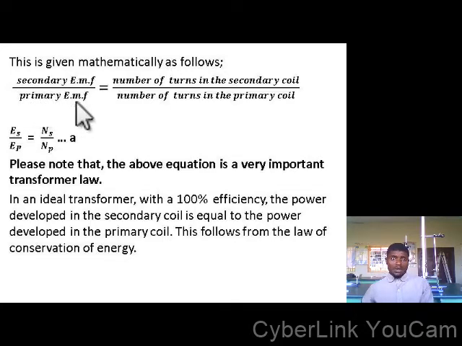Secondary coil EMF divided by primary coil EMF is equal to the number of turns in the secondary coil over the number of turns in the primary coil. This is given as: ES over EP is equal to NS over NP, equation A. Please note that this equation A is a very, very important transformer law.